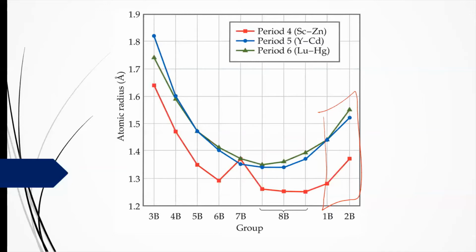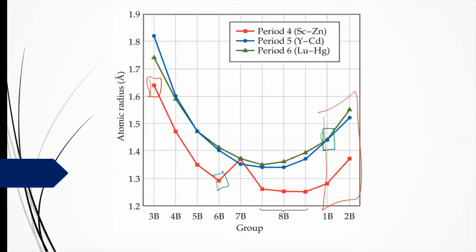So when we're looking at our atomic radius, if we look at where our scandium should be, this is scandium here. If we look at where our iron should be, our iron is going to be right here. And our gold is going to be over here as well. So our largest atomic radius is going to be our scandium.